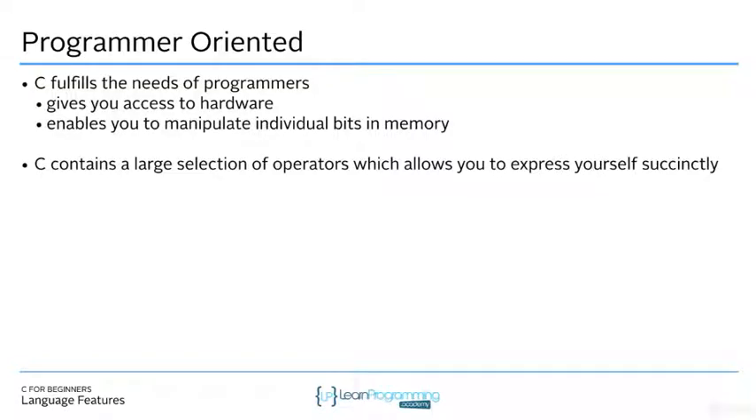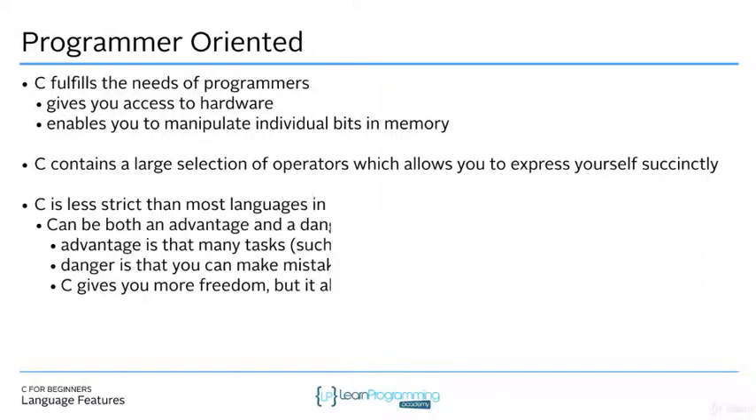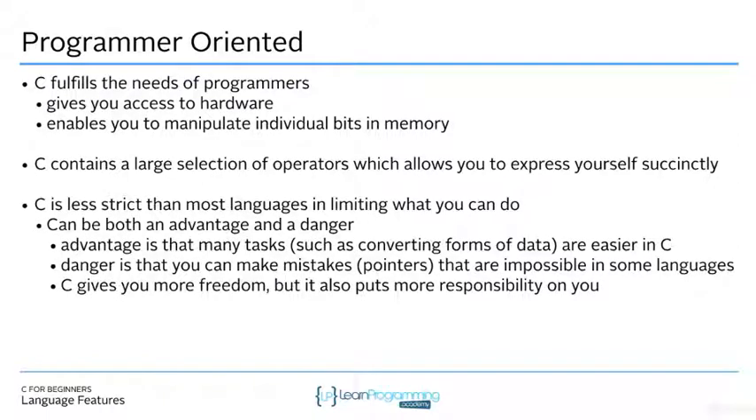It contains a large selection of operators, which allow you to express yourself succinctly. Now, we don't know what an operator is yet, but an operator can be things like adding and subtracting mathematical operators or assignment operators, assigning data to memory. And the more operators you have, the more you can express yourself in your code. So a language feature of being more programmer-oriented is this list of operators, which we'll talk about in a lot more detail. It's less strict than most languages, limiting what you can do. Kind of talked about this already. I mentioned the trade-off with this, flexibility versus strictness. It's an advantage in that you can do things in many different ways.